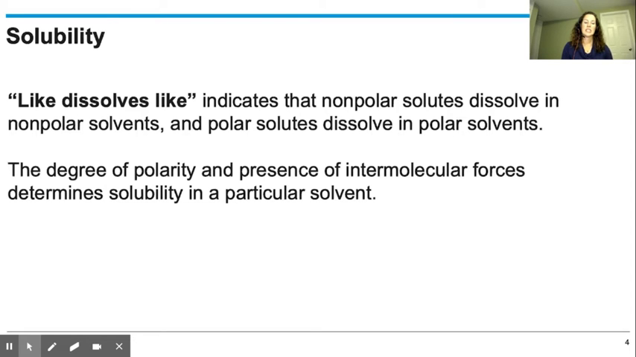You may have heard the phrase "like dissolves like" before. This indicates that nonpolar solutes are going to tend to dissolve in nonpolar solvents, and polar solutes are going to tend to dissolve in polar solvents. The degree of polarity and presence of intermolecular forces determines the solubility in a particular solvent. So remember that when I'm describing "like dissolves like" on an exam question, I need to make sure that I am explaining it and talking about intermolecular forces and attractions instead of just giving a phrase.